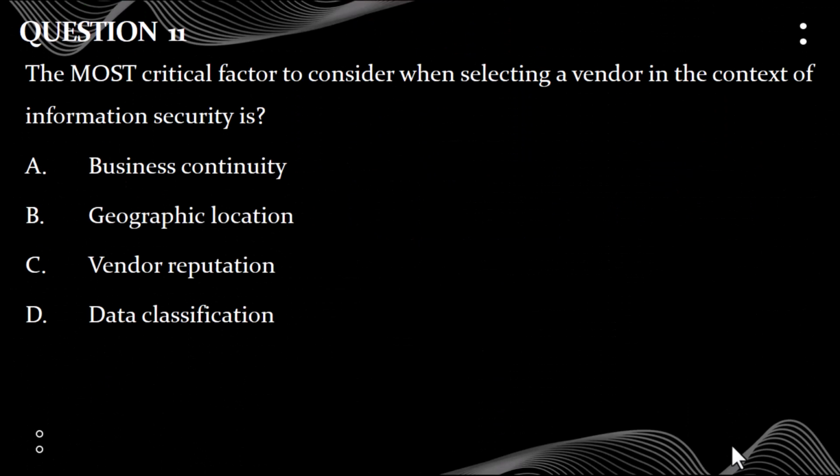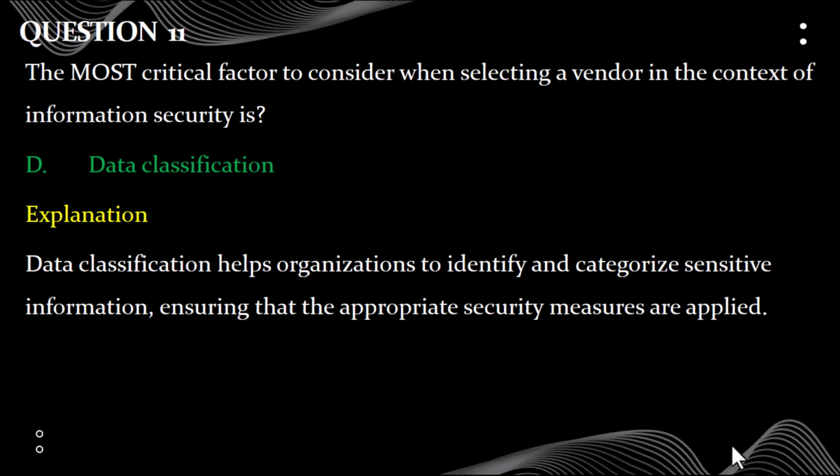Question 11. The most critical factor to consider when selecting a vendor in the context of information security is A. Business continuity. B. Geographic location. C. Vendor reputation. D. Data classification. The most critical factor to consider when selecting a vendor in the context of information security would be data classification, option D. Data classification helps organizations identify and categorize sensitive information, and this will ensure that the appropriate security measures are applied.